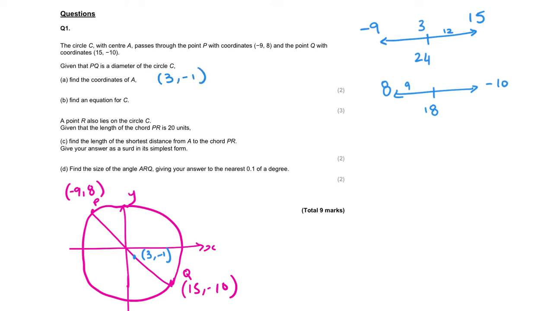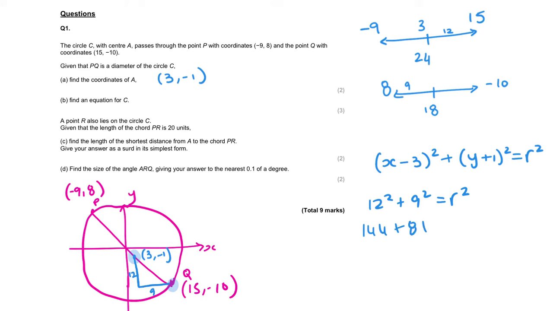And then it says find the equation for C. So the equation for a circle, what do I need? I've got (x minus 3) squared plus (y plus 1) squared equals my radius squared. How do I find my radius? Yeah, the centre and any point on the circle, I'm going to use Pythagoras. How do I go from 3 to 15? I know this is 12. -1 to -10 is 9. So 12 squared plus 9 squared is going to give me my radius squared.